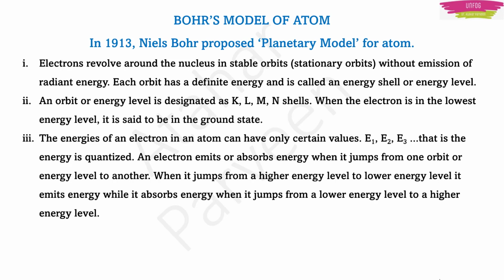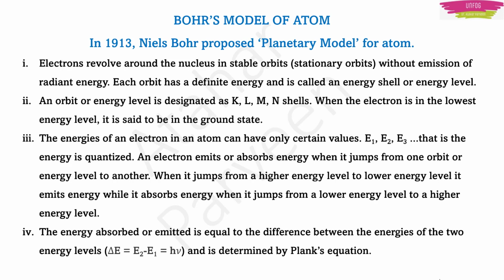Okay, before that, let me tell you the 4th point of Bohr model. He told that the energy absorbed or emitted is equal to the difference between the energies of 2 energy levels, E2 minus E1, and this is equal to h nu. So Bohr came up with an atomic model relating to quantum mechanics. He related Einstein's and Planck's concept here. He told that E is equal to nh nu, where h is Planck's constant. And the change in energy, E2 minus E1, will also be equal to h nu, meaning it will be a whole number, not a fraction. He told like that.